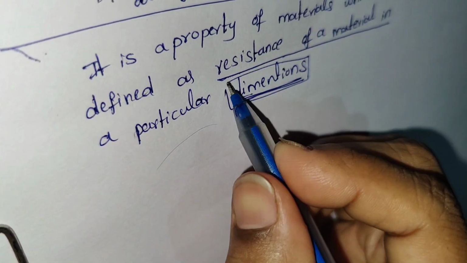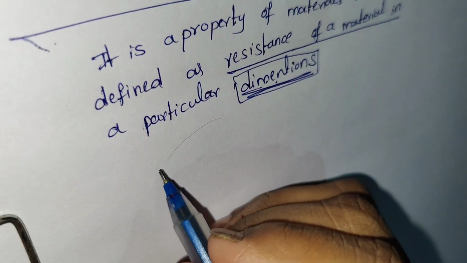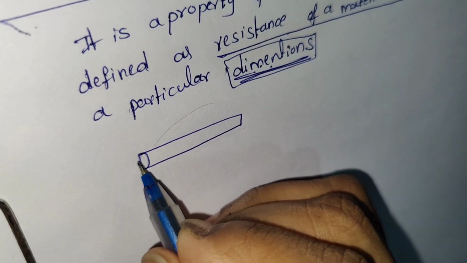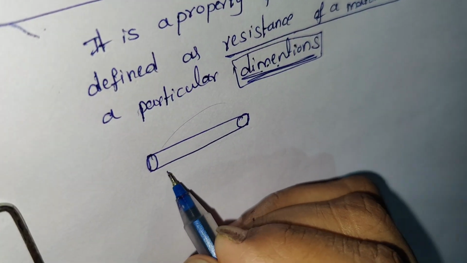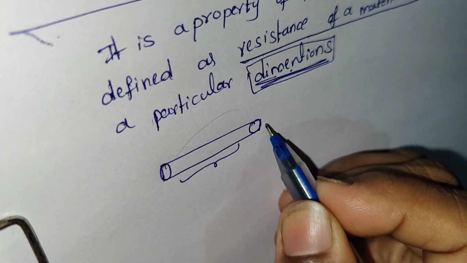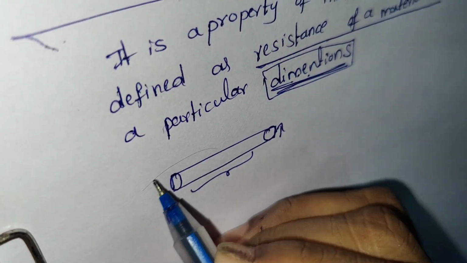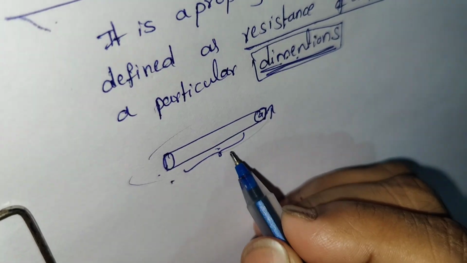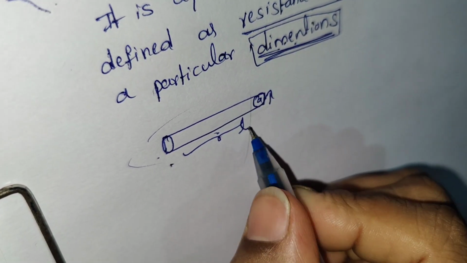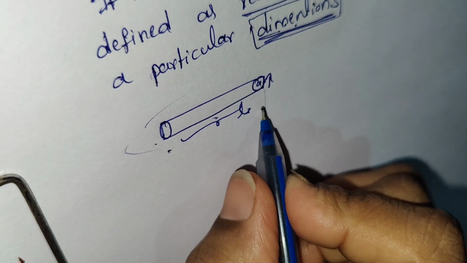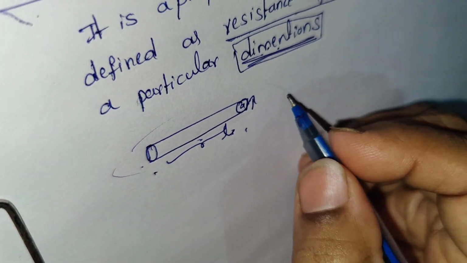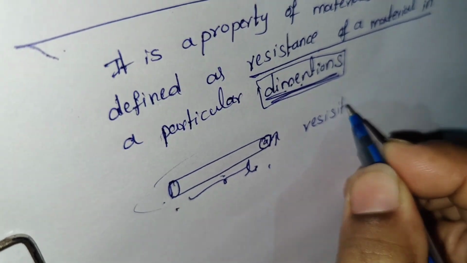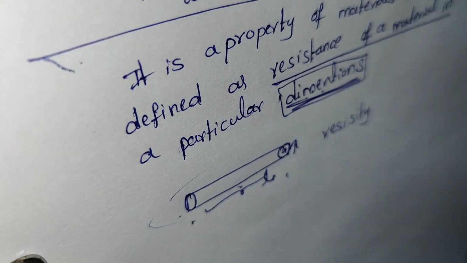Then what do you mean by particular dimensions? Consider a copper wire, a metal wire. This is area of cross section and this is the length. Both length and area of cross section are considered as dimensions.